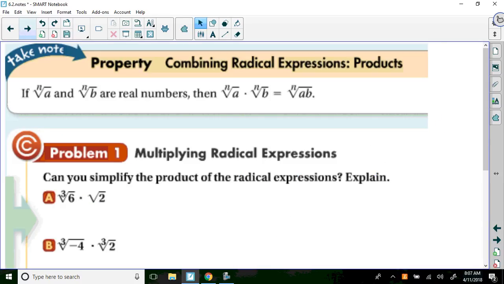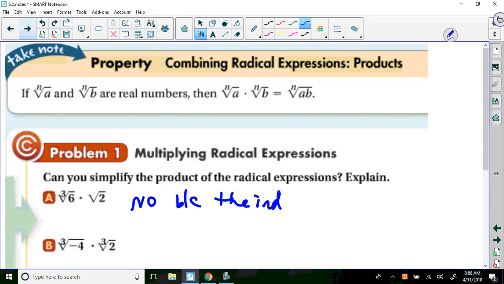Look, the book just said the same thing I just said. So in problem 1 here, they're asking us for number A. Can you simplify the product of the radical expression in problem 1, part A? No. Why not? Because the indices are not the same.